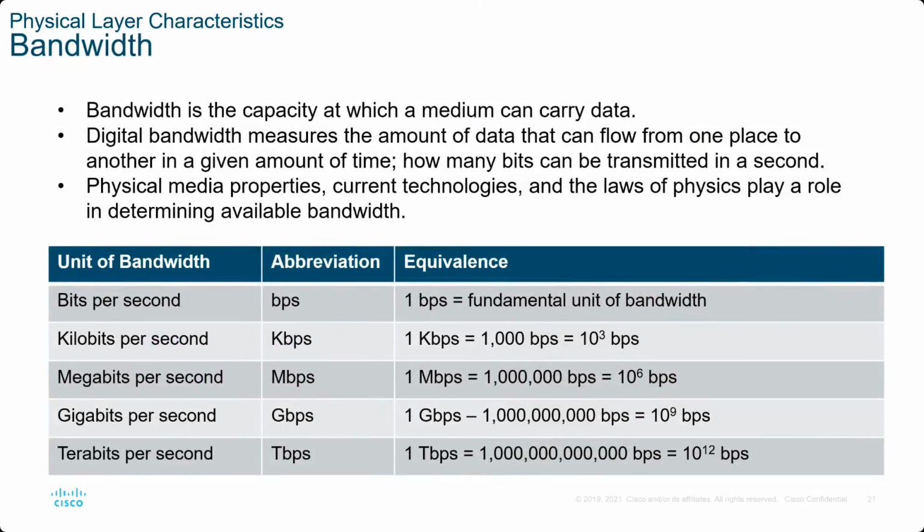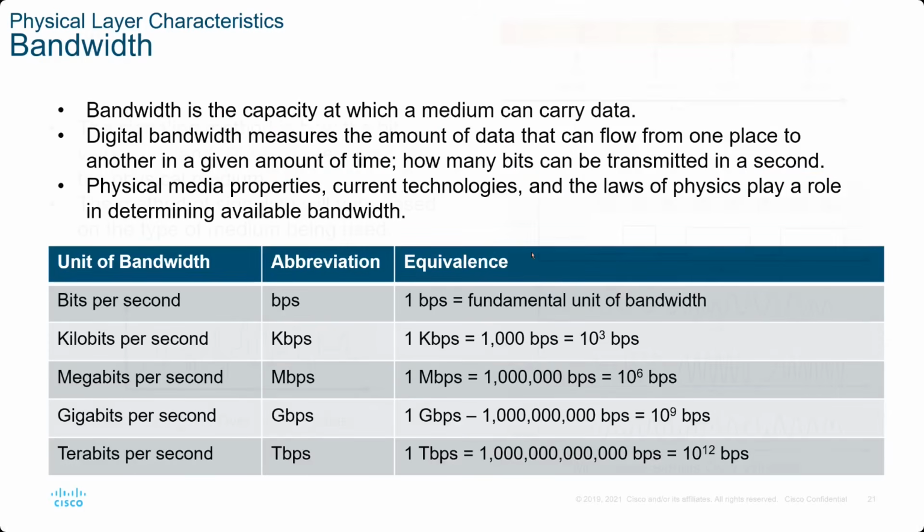Okay, which brings us to the topic of bandwidth, because that's actually what defines bandwidth. How much data you can carry within 1 second, that's bandwidth. So bandwidth is the capacity at which a medium can carry data. How much data can it carry? Well, we have to define a time frame, and usually that is a second. So it's the amount of data that can flow from one place to another in a given amount of time. For example, how many bits can be transmitted in a second? That defines bandwidth.